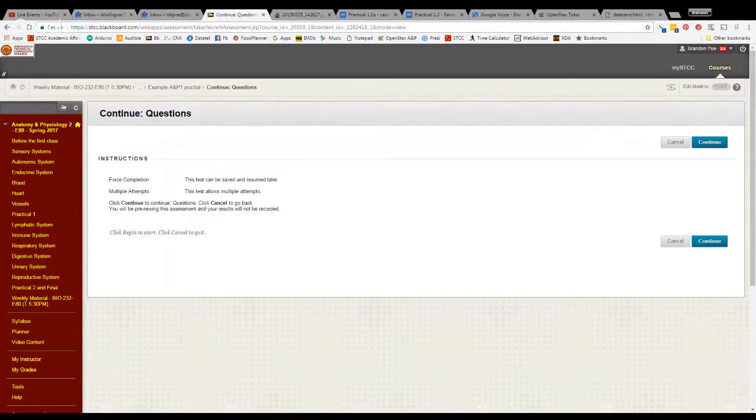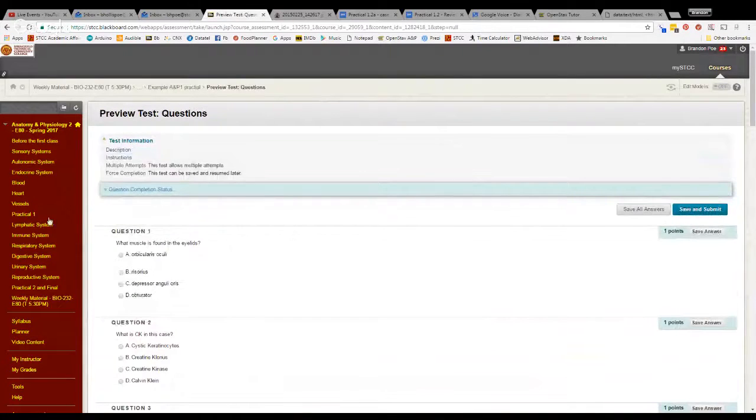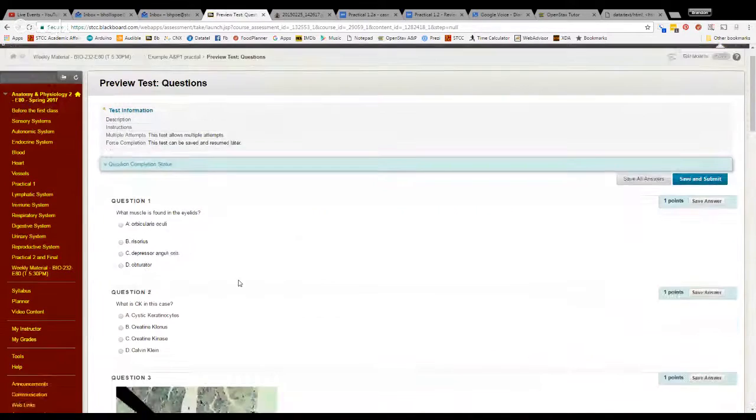I have set it up to allow you to take multiple attempts, which means that if you do it once and you're like, I didn't quite get it, you can go back and try it again. Again, this has nothing to do with your grade. It's just an example test for you to try. And you can save your answers and come back and look at it later, which you might want to do if you want to jump out and look at that case again or something like that. So these are the questions, you just put them in.